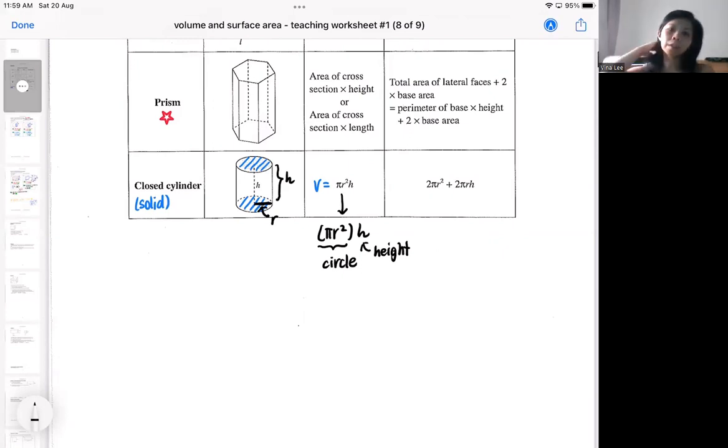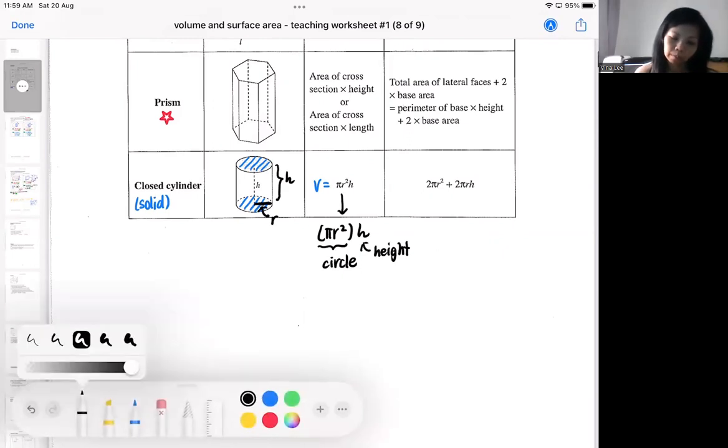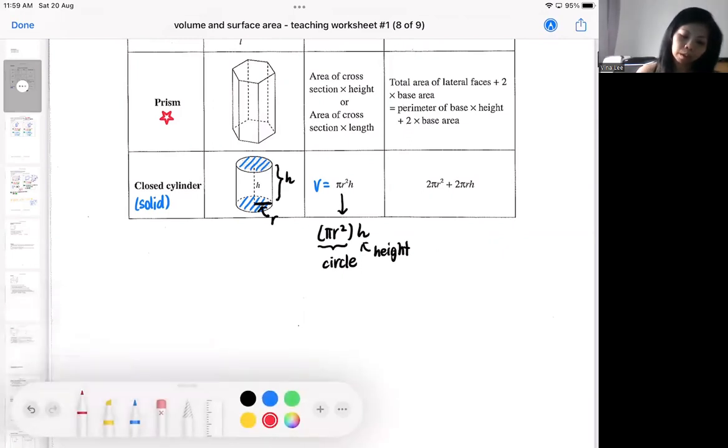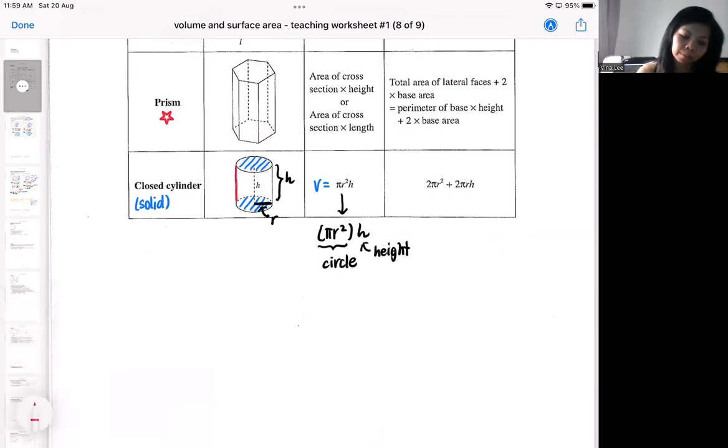Okay, for the surface area, there are two components. Let me explain the two components first. There will be a curved surface area. This part is the curved surface area, the one that is at the side. My cup is not exactly a cylinder, but it's the part that's on the side.